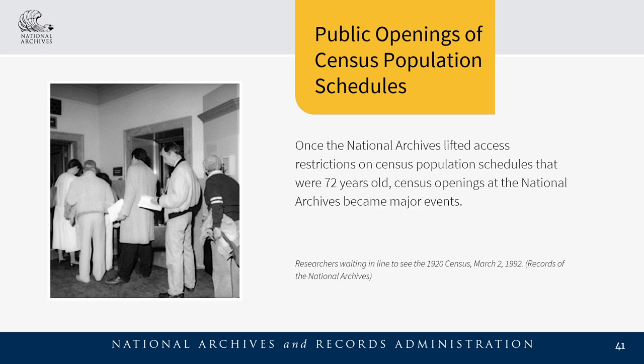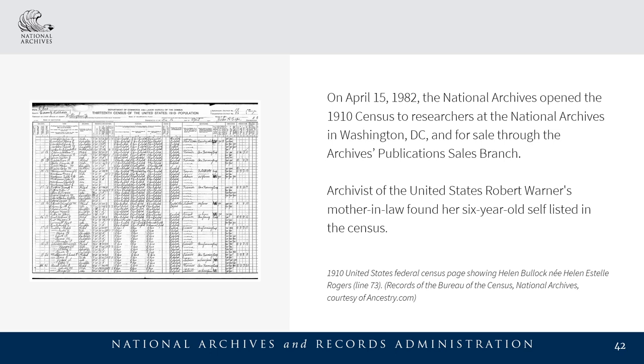Now, subsequent census openings were a really big deal at the National Archives building in Washington, D.C., and at the regional archives all over the country. On April 15, 1982, the National Archives opened the 1910 census to researchers at the National Archives building in Washington, D.C., and for sale in the Archives Publication Sales Branch. In a ceremony, then archivist of the United States, Bob Warner, his wife Jane, and her mother Helen opened the census in Washington, D.C. in the fourth floor microfilm reading room. And Warner's mother-in-law Helen was able to find her six-year-old self listed on the census.